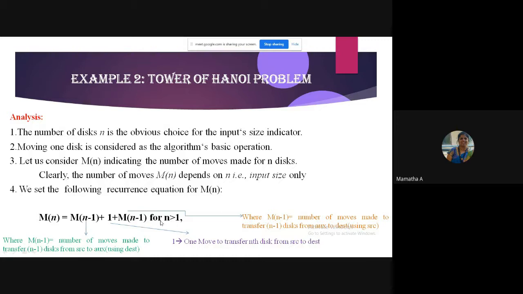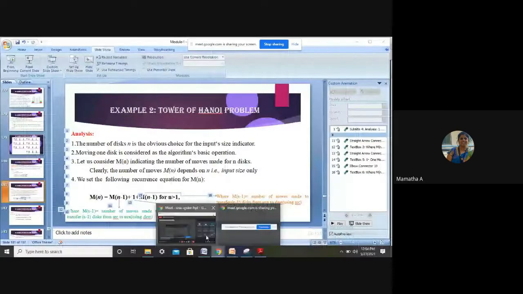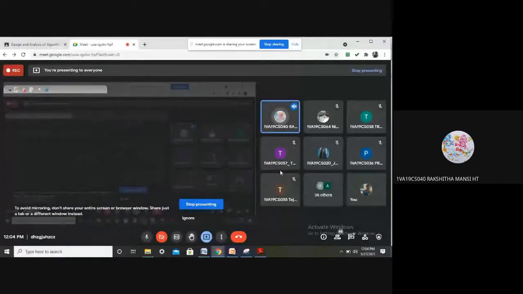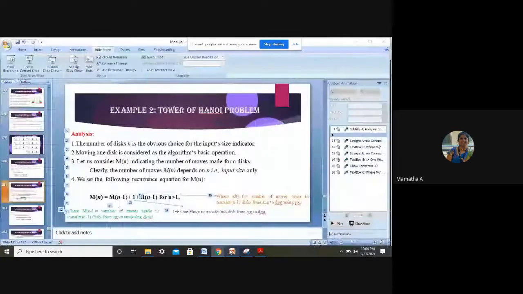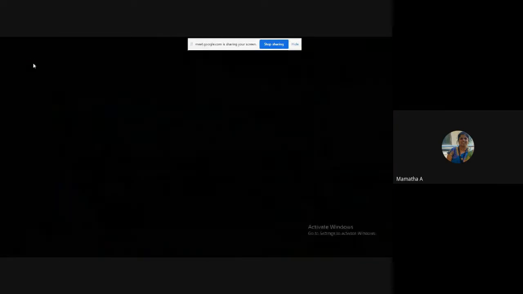And you all know that I should also set the initial condition. Can anybody guess the initial condition, students? M of 1 is equal to 1. Tejas, what is that initial condition for this recurrence relation? M of 1 equals 1. Can you justify? If you have one disk, you can move it from source to destination, ma'am. You can do one move if you have only one disk. Very good. So we have the recurrence relation set in this way.